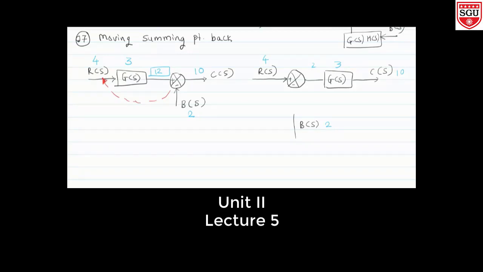I have given all the hints in front of you. All the hints are there in front of you. I want to know what should be there inside the remaining things. After B of s, what should be there, so that I will get the same answer? What should be the output of that block, that summing point, so that I will get 10 as output? What will be the output?